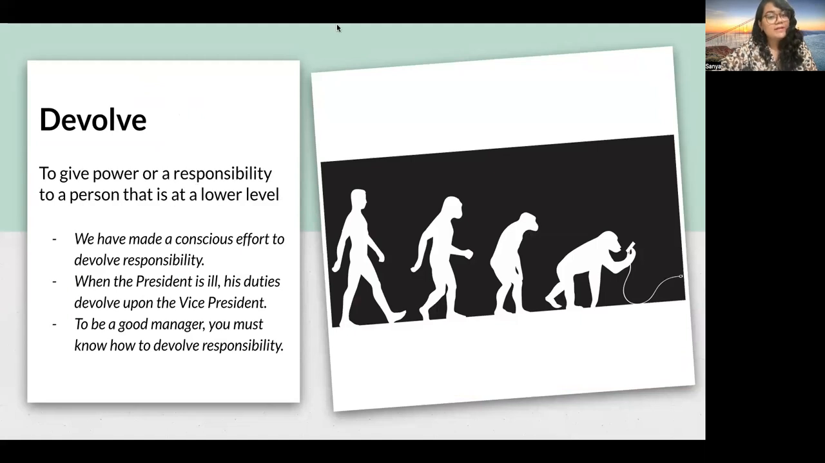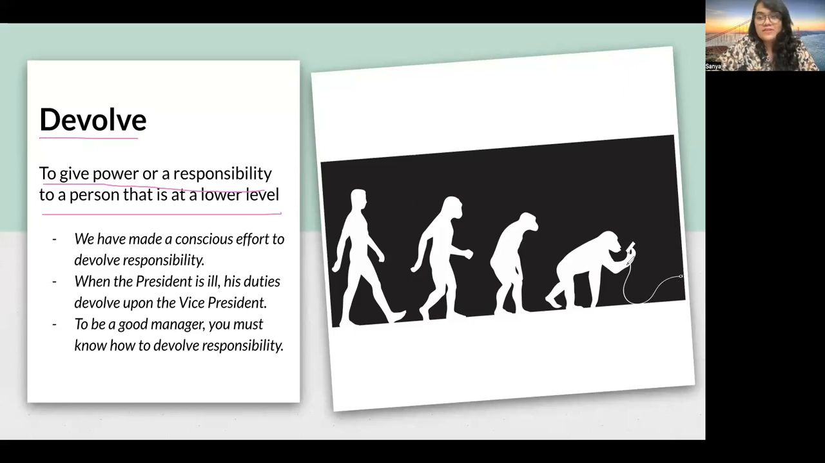Devolve. Now you must have heard evolve, right? So devolve means to give power or responsibility to a person that is at a lower level. So evolve would mean that you are trying to go towards the upper side, right? You are trying to raise the bar. But devolve means you are giving the power and responsibility to someone who is at a lower level, right?